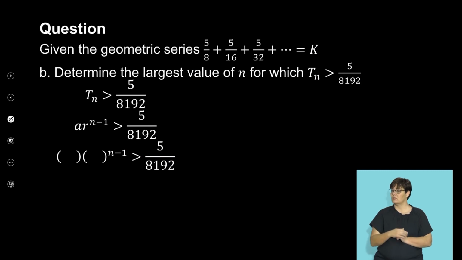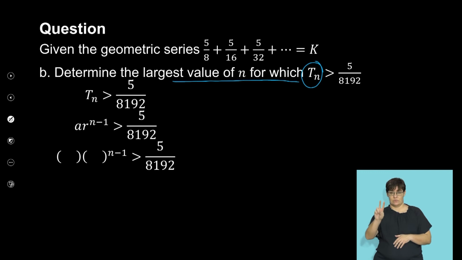So I'm now asked to determine the largest value of n for which Tn is greater than 5 over 8,192. So I'm actually looking for the position of the term where it's going to be larger than 5 over 8,192. So I'm looking for where Tn is greater than this.